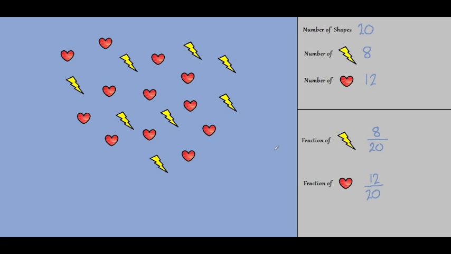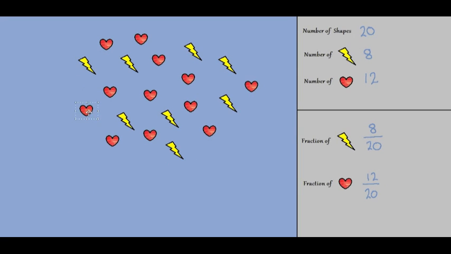But each group has to have the same number of hearts and lightning bolts in each group. So now the trick becomes, how can we split this up so that each group looks the same? Do this by moving the shapes around, and I need to split them up into groups of equal size. And I'll just start with the love hearts.